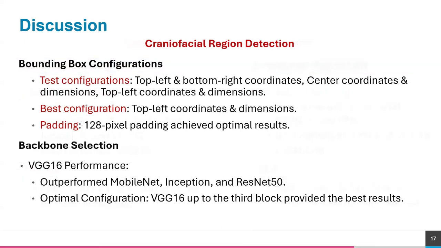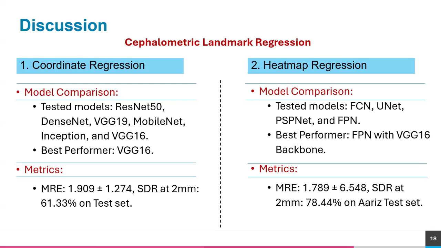For the cephalometric landmark regression module, we compared coordinate regression with heat map regression. The best performing model of coordinate regression was VGG16, while the best of heat map regression was FPN with VGG16 backbone, which also outperformed our coordinate regression VGG16 model, achieving an MRE of 1.789 with SDR at 2 mm of 78.44%, making this our model of choice.